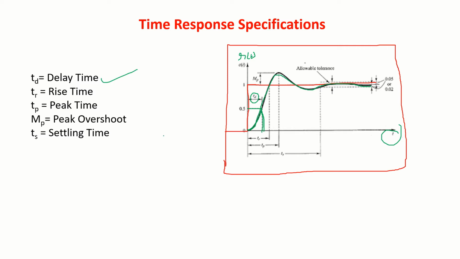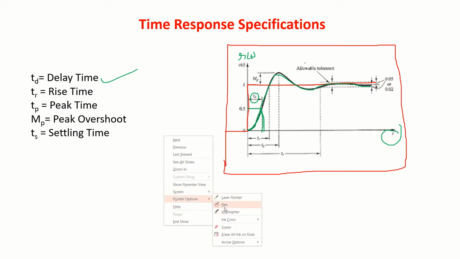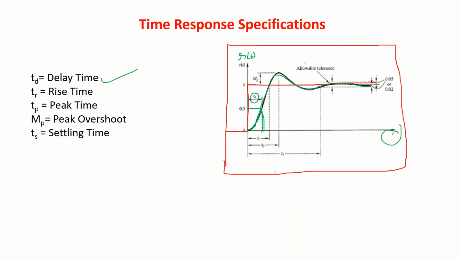Time taken by the response to show 100% of the output, this one. This we call it as rise time. Time taken by the response to reach the peak of the response, here. This we call it as peak time.